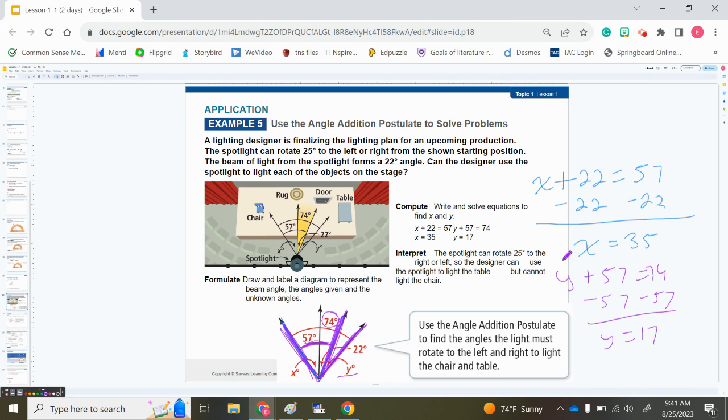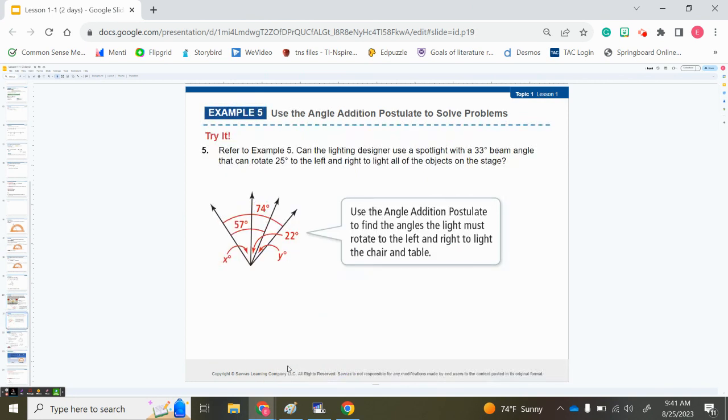We're going to do this again, but with a different number. All right, so looking at the you try it. I included the picture, but something's going to get replaced. It says refer to example 5. Can the light designer use a spotlight with a 33-degree beam angle that can rotate 25 degrees to the left and right of all objects on stage? So what happened here is this 22 is becoming a 33. So same picture though.